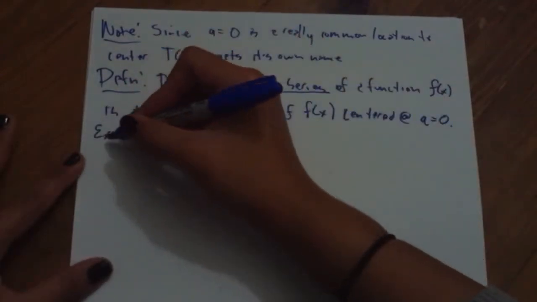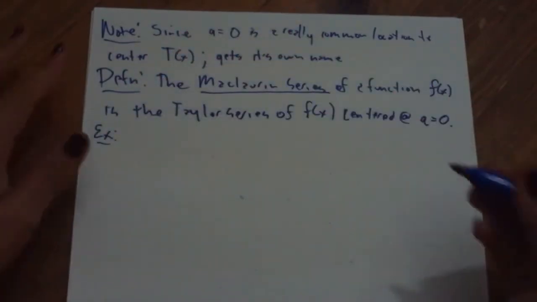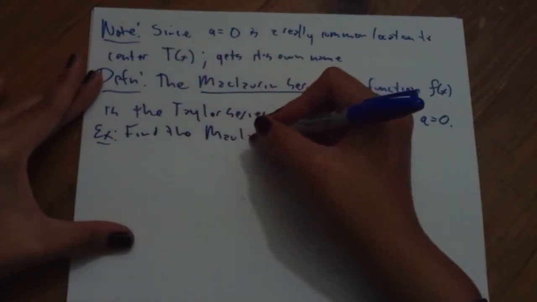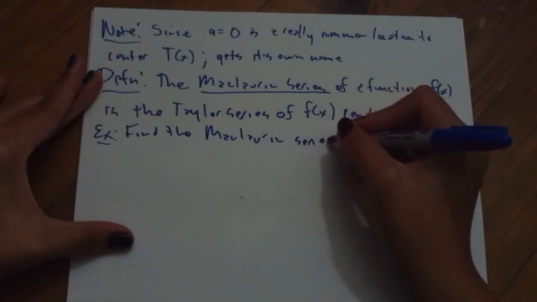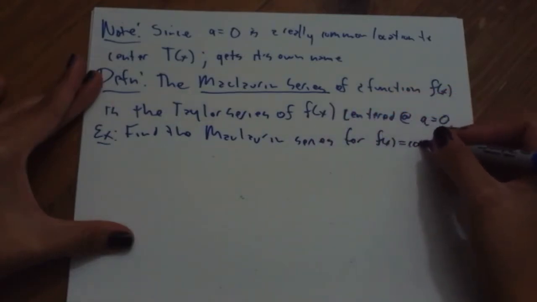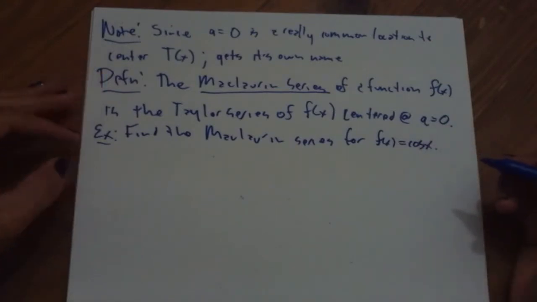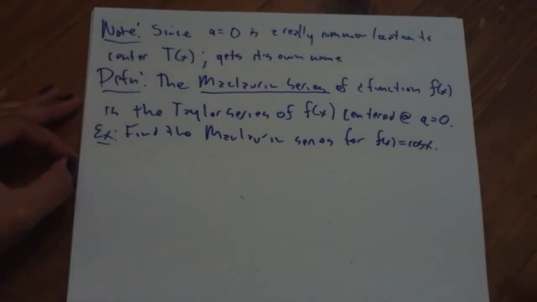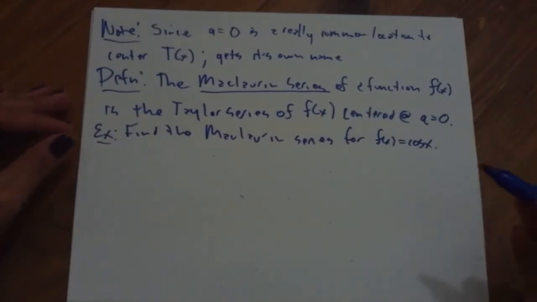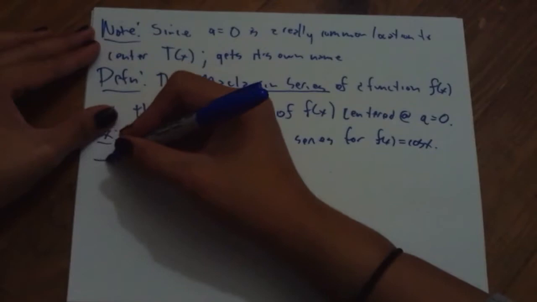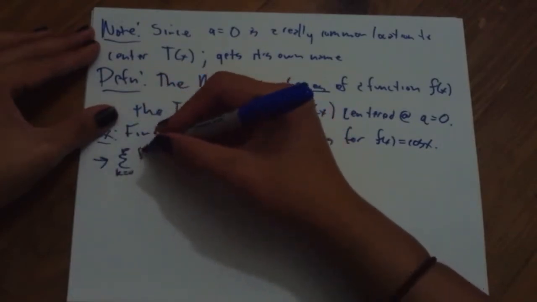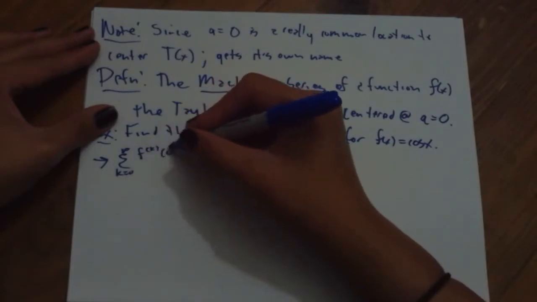You can try an example here. Let's say that I want to find the Maclaurin series for the function cosine of x. Again, this is going to be automatically centered at 0. So this means that the formula that we're using automatically centers things at 0, right? So you're taking a derivative at 0.